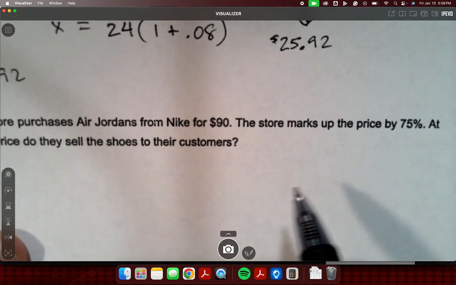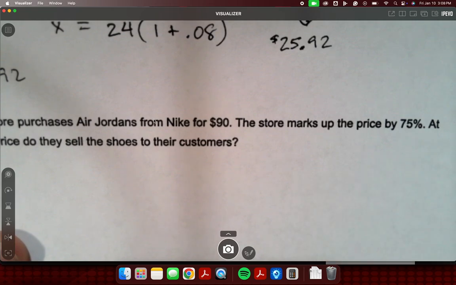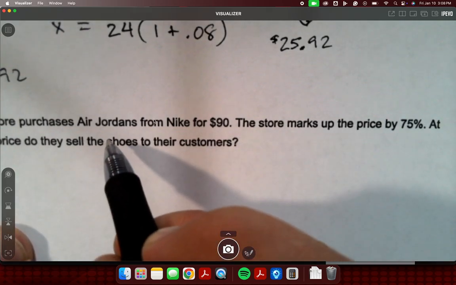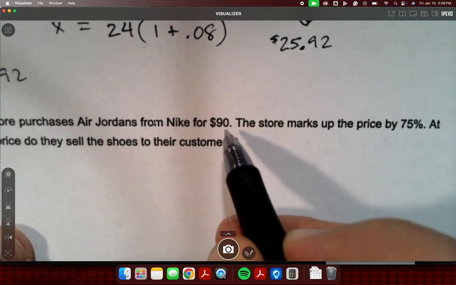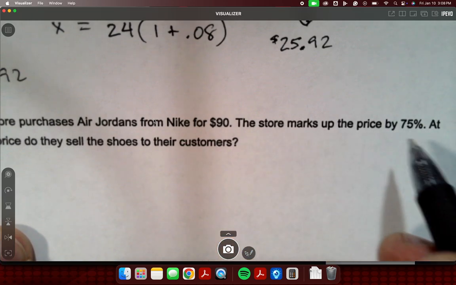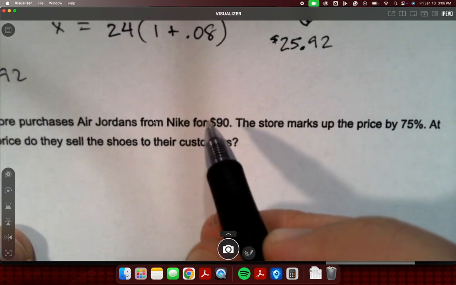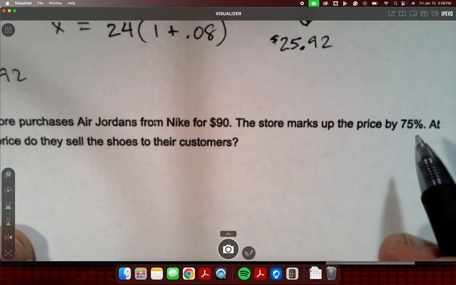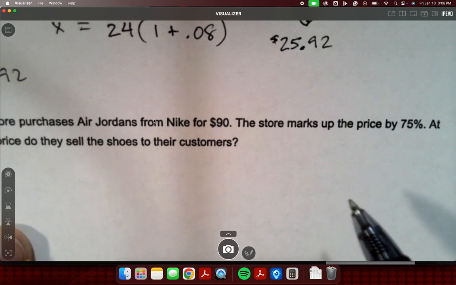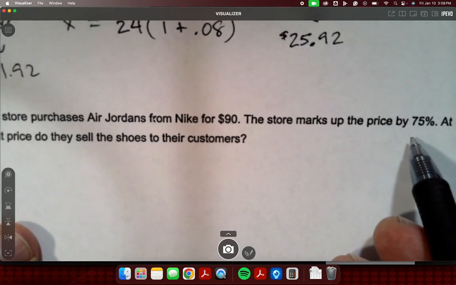The store marks up the price by 75%. So here's what that means. Walmart or Target buy a pair of Air Jordans from Nike for $90. But so that they can make a profit, they add 75% to that price, because the difference between what they sell it for and what they bought it for is how they make a profit. So this is an increase in price, just like the tax was.